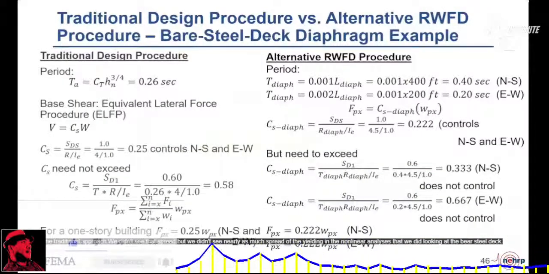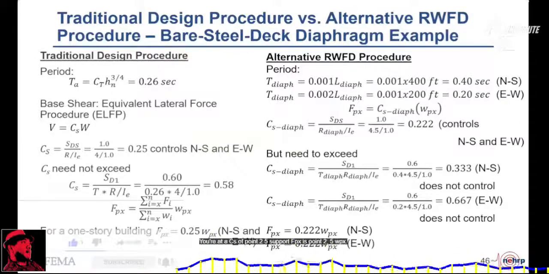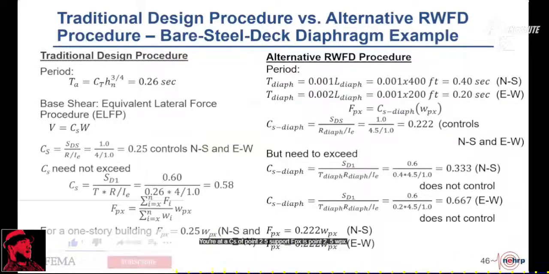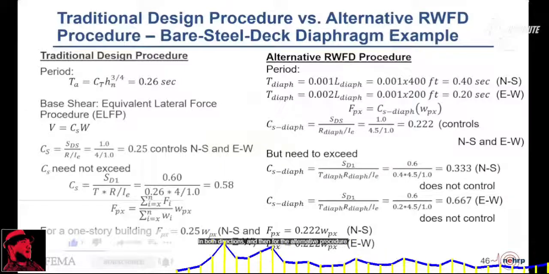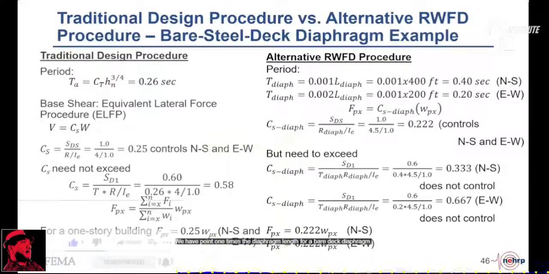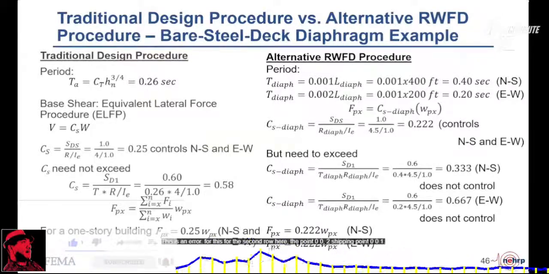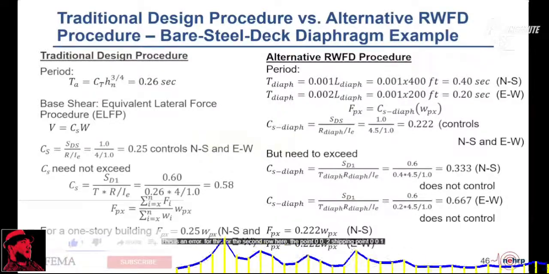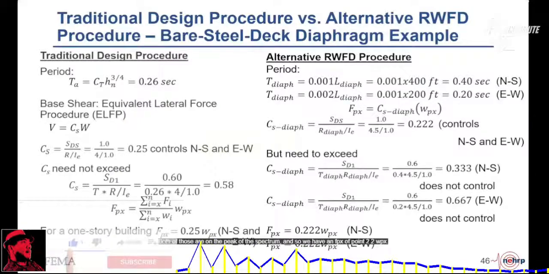Looking at the bare steel deck example, the traditional design is going to be the same. You're at a Cs of 0.25, so Fpx is 0.25 Wpx in both directions. And then for the alternative procedure, we have 0.1 times the diaphragm length for a bare deck diaphragm. This is an error for the second row here. The 0.002 should be 0.001. So we end up with 0.4 seconds and 0.2 seconds. Both of those are on the peak of the spectrum. And so we have an Fpx of 0.222 Wpx.